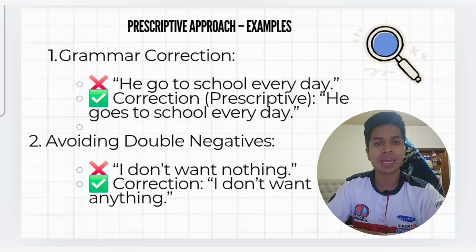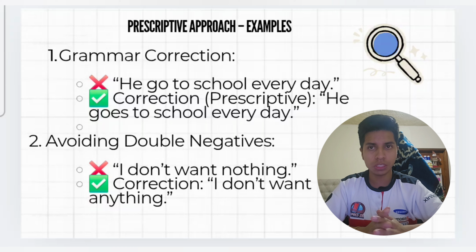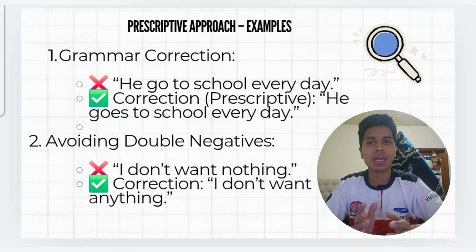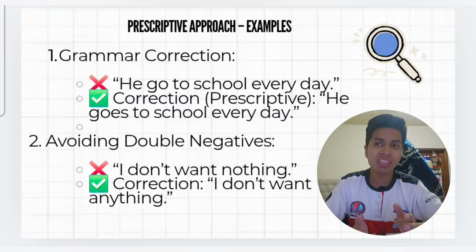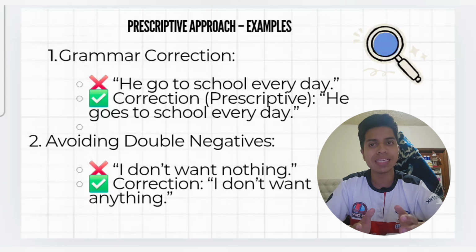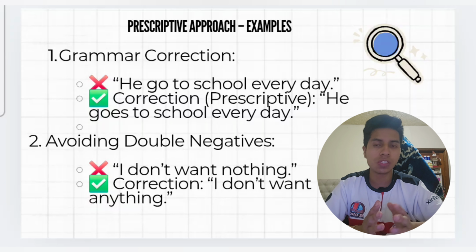What about the next example? "I don't want nothing." The correct form is "I don't want anything." In standard English, double negatives are considered incorrect because they create confusion. "Don't" is a negative and "nothing" is also negative. So prescriptive rules teach students that two negatives cancel each other out, which is not acceptable in academic English.